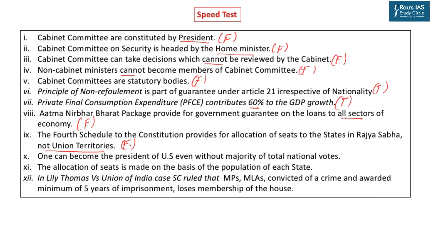One can become the president of the US even without a majority of total national votes. It's a correct statement, and stellar examples are President Donald Trump and George W. Bush. The allocation of seats in the Rajya Sabha is made on the basis of population of each state. This is also a correct statement. In the Lily Thomas versus Union of India case, the Supreme Court ruled that MPs and MLAs convicted of a crime and awarded a minimum of 5 years of imprisonment must lose membership of the House. The statement is incorrect because this is not 5 years, this is actually 2 years.